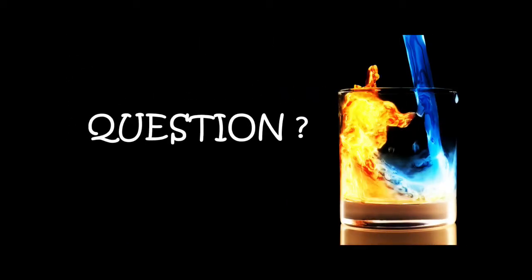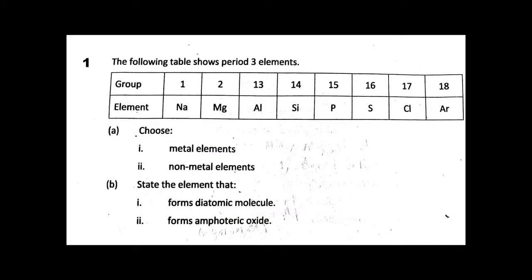So, let's look at some questions. Question number 1. The following table shows period three elements. A1. Choose metal elements. A2. Choose non-metal elements. B1. State the element that forms a diatomic molecule. B2. State the element that forms an amphoteric oxide.